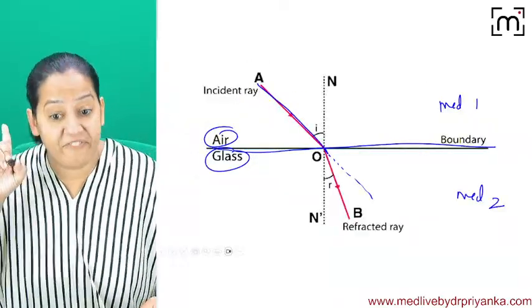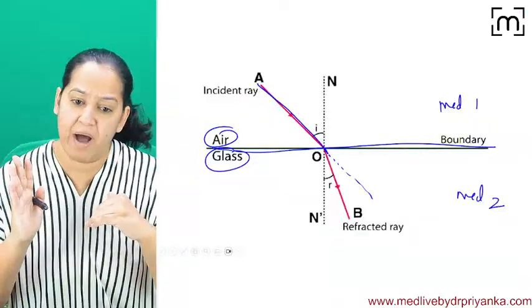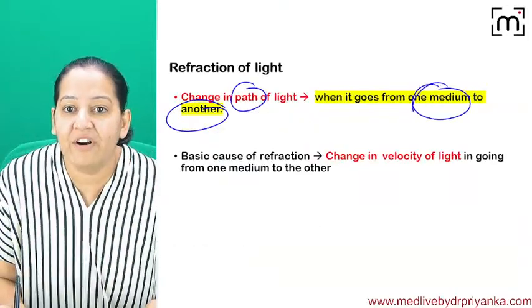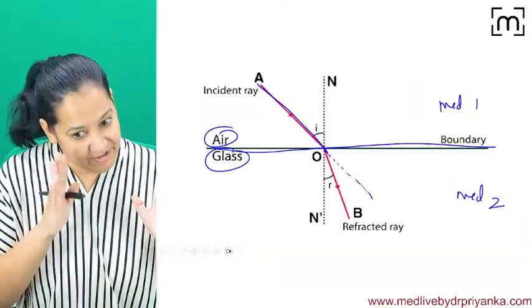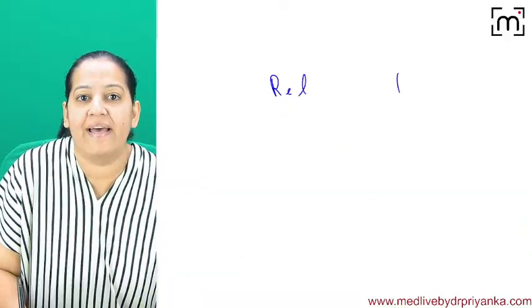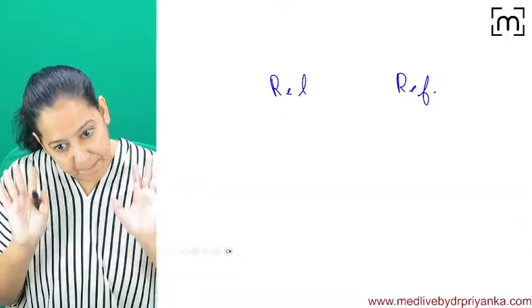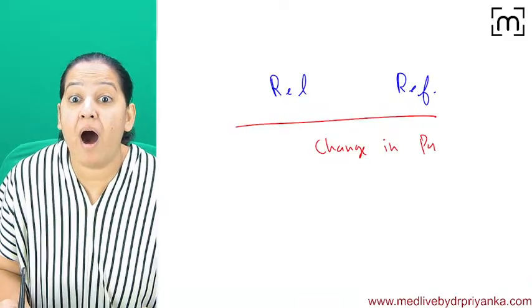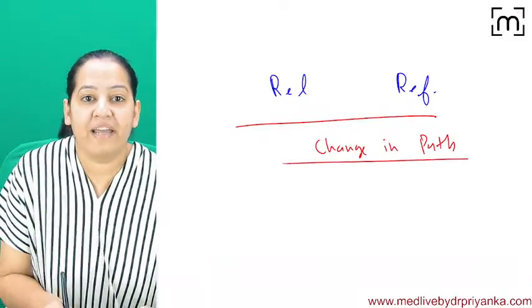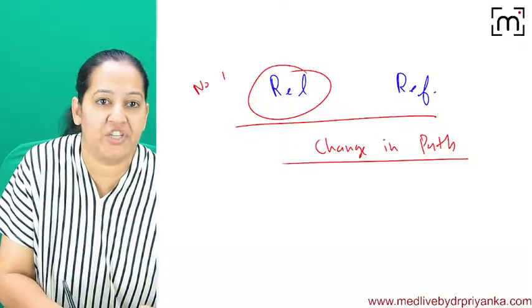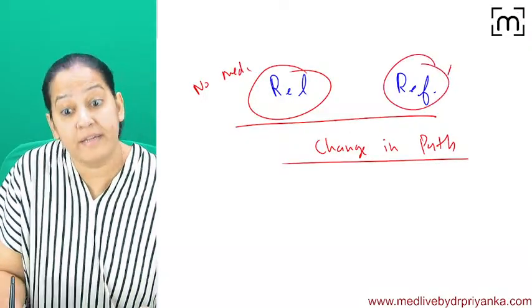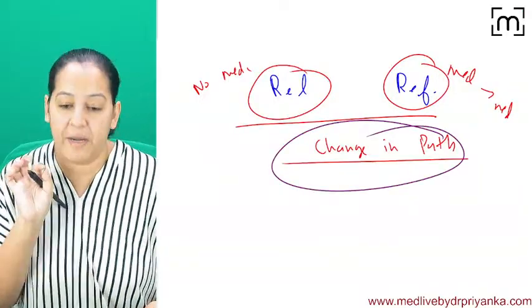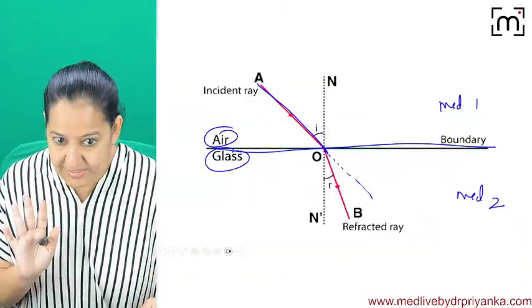In contrast to reflection, where there is also a change in the path of light but without a change in medium, here there is a change in medium. So highlight the words change in the medium. In both reflection and refraction there is a change in the path of light, but in reflection there is no change in medium, while in refraction there is a change in medium from medium 1 to medium 2. I hope you got it.